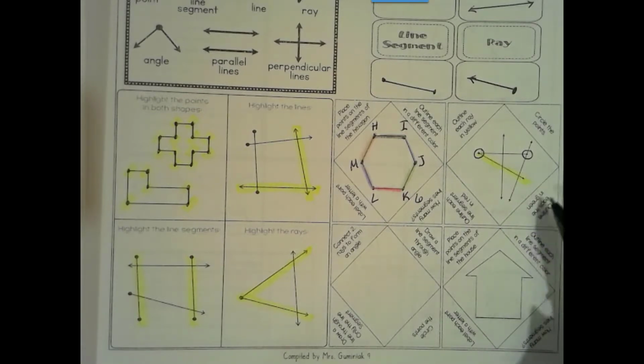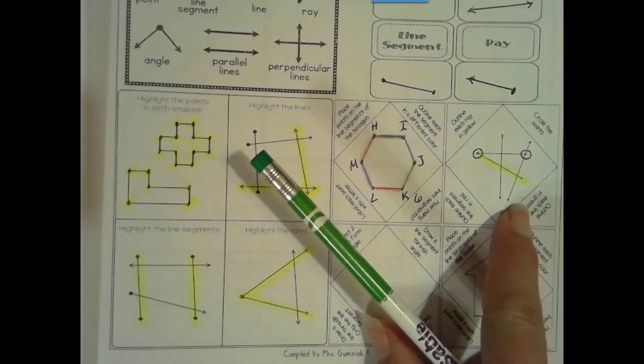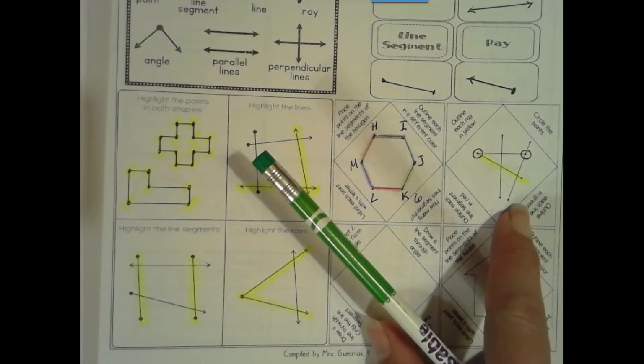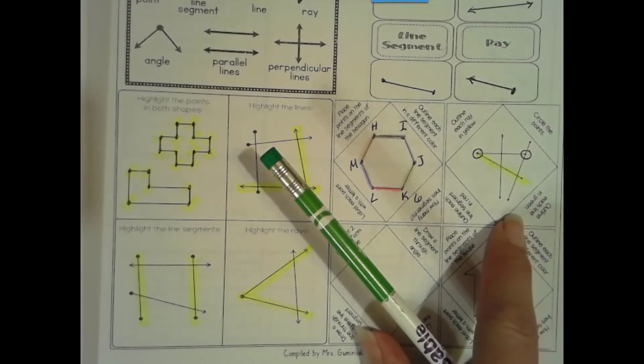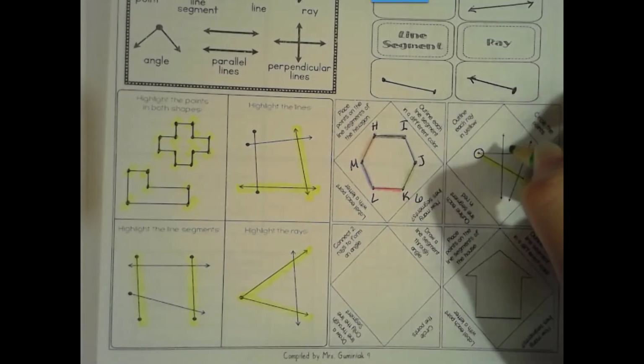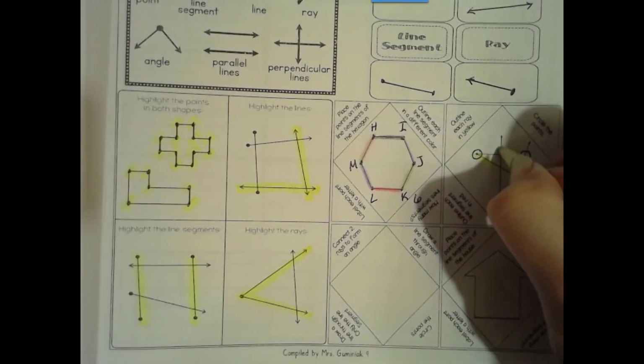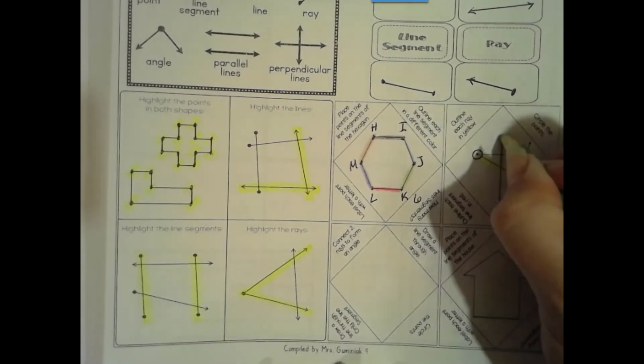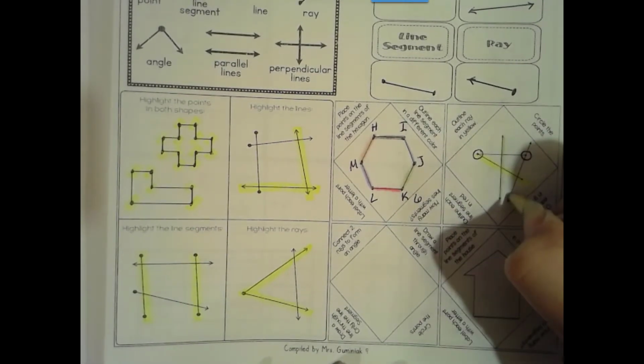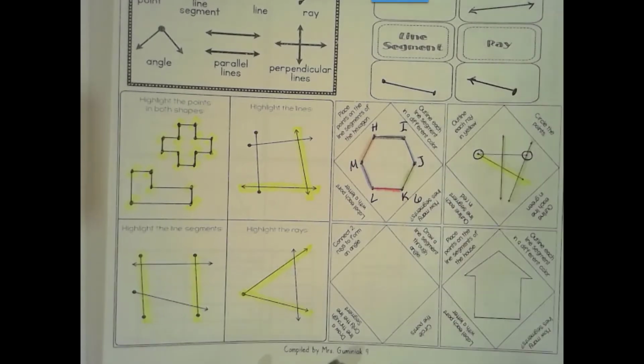Outline each line in green. This is where we need the green. If you don't have green, then just cross that word out and put what color you do have. If it's a blue pen, just put blue. So I'm going to take my lines. The lines have the arrows at the end that continue on forever. So both of these are lines.